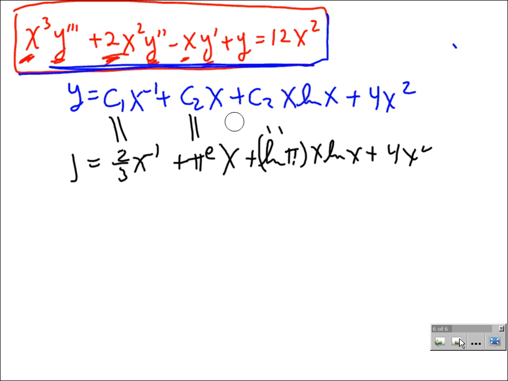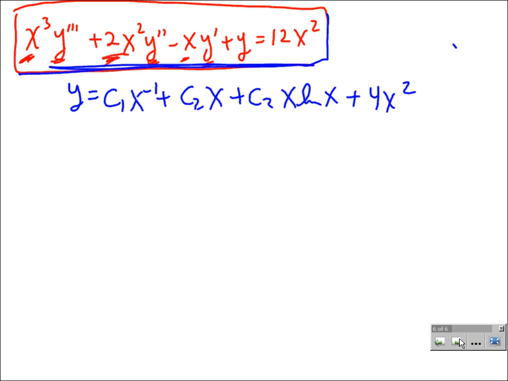Now, as the original equation says, it includes y triple prime, y double prime, y prime, and y. So we need to get all of them. Well, fortunately, I have y. It's the second line. Now I need to compute y prime and multiply it by negative x. So let's find y prime.